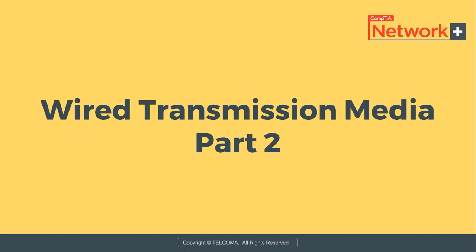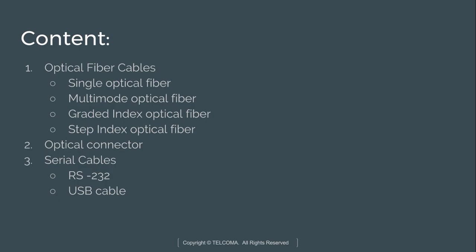Hello. Today we will discuss the wired transmission media used to connect the devices in the network. These wired media are optical fiber and serial cables. The optical fibers are single-mode optical fiber, multi-mode optical fiber, graded index optical fiber, and step index optical fiber, whereas the serial cables are RS-232 and USB cables. So let's discuss these in detail.